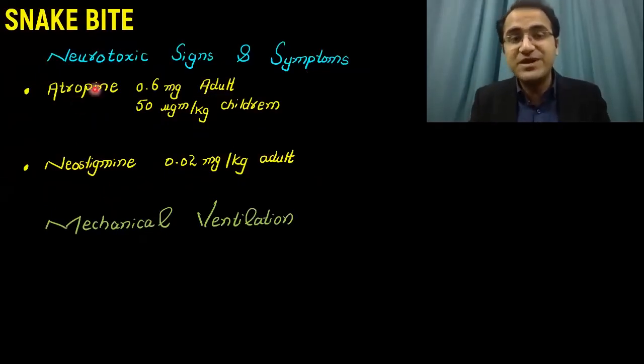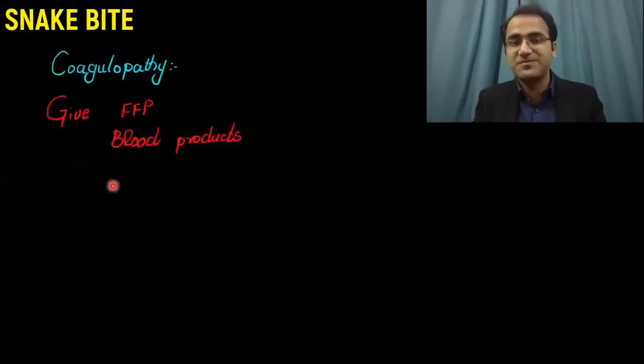If the patient has been bit by a neurotoxic snake and he is developing signs and symptoms of neurotoxicity, you must give atropine and neostigmine to the patient. And you must have the facility of mechanical ventilation if the patient gets into respiratory paralysis. If the patient has been bit by a hemotoxic snake and patient's blood is getting depleted, what you need to do is that you have to give the appropriate blood products.